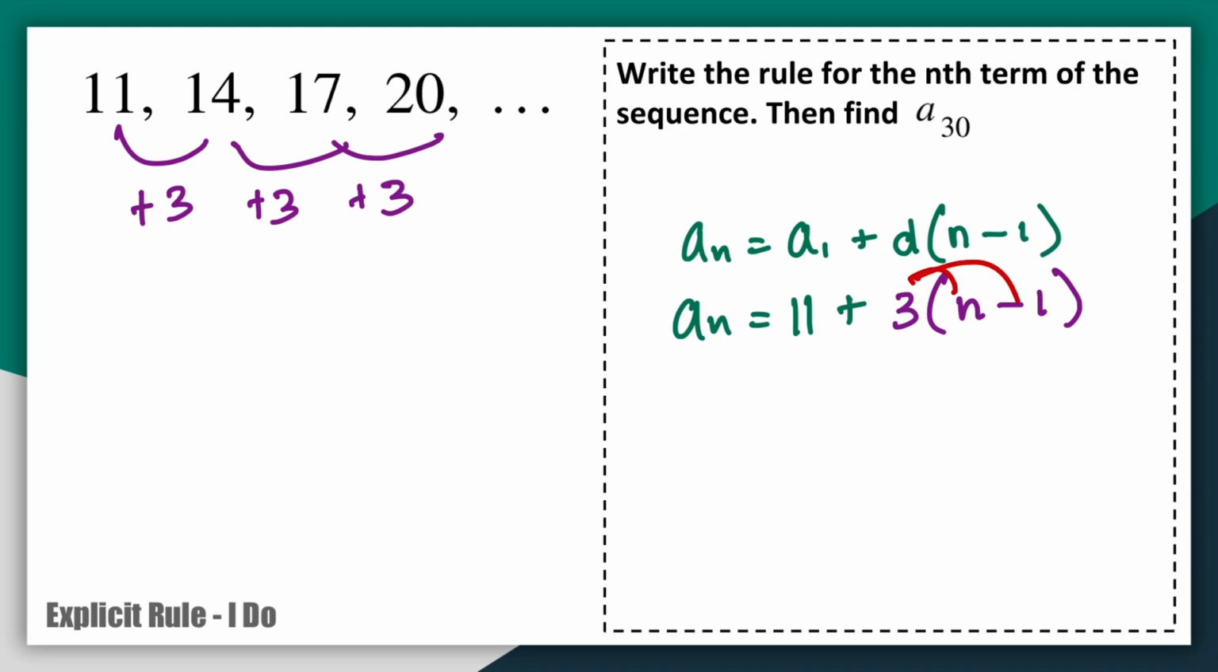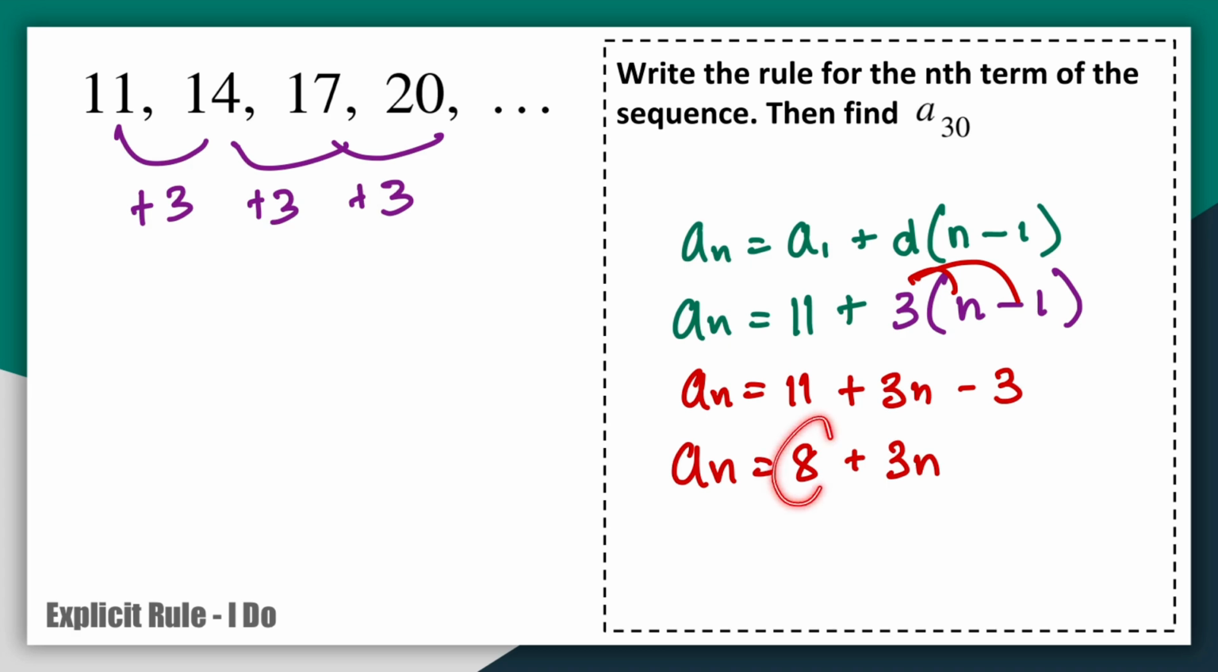Okay, so we're going to distribute that. We get a of n is equal to 11 plus 3n minus 3. Okay, we have our like terms, 11 and negative 3. Bring those together, we have 8. And so we get a of n is equal to 8 plus 3n. Okay, now notice how that made this number a little bit smaller. It's kind of like we went back one, technically. We just ended up accounting for that. All right. Now this is the most simple form. So when we plug in a 30, we're doing less work.